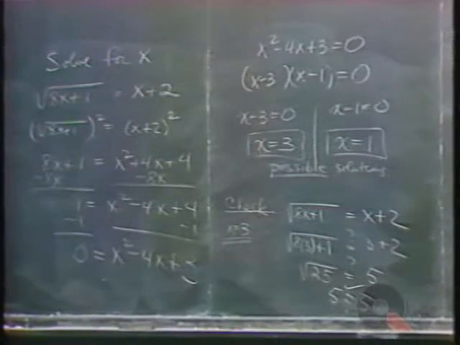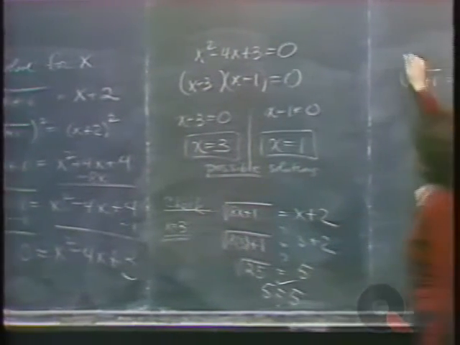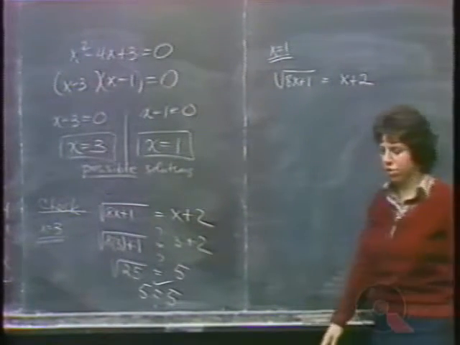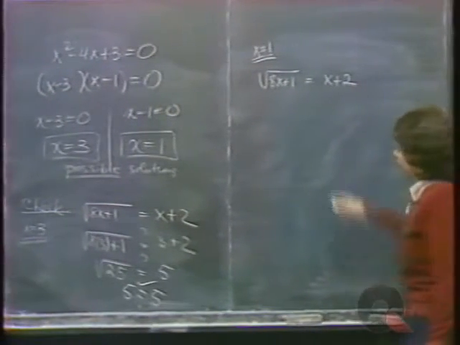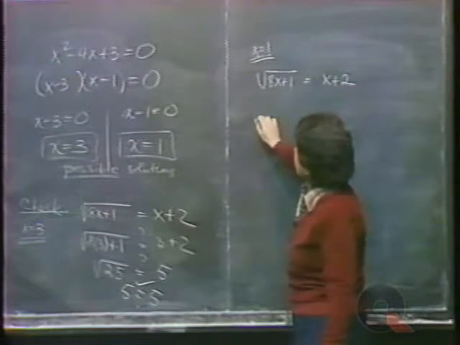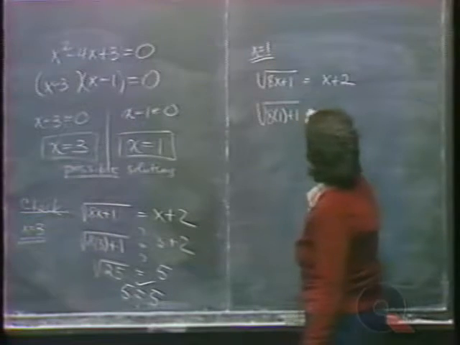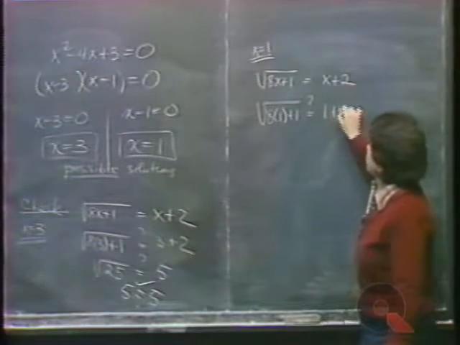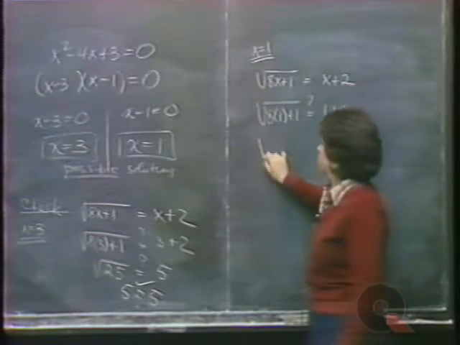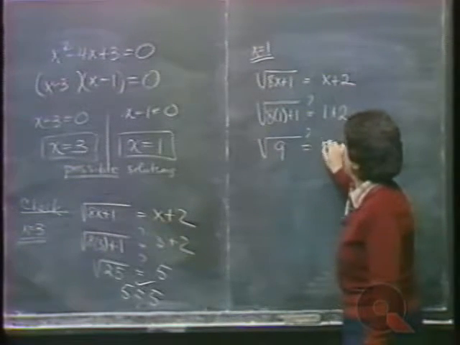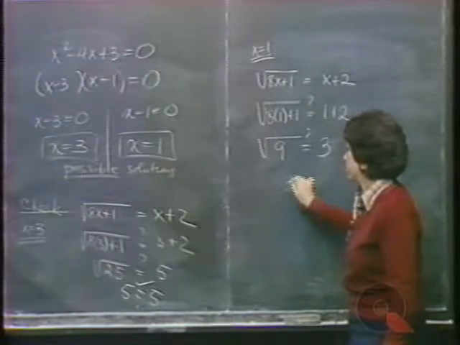Once again, going back to the original equation, this time we're going to substitute in x equals 1, the other solution that we found. X equals 1 in here gives us the square root of 8 times 1 plus 1 should be equal to 1 plus 2. The square root of 8 plus 1, the square root of 9, should be equal to 3, and of course it is.